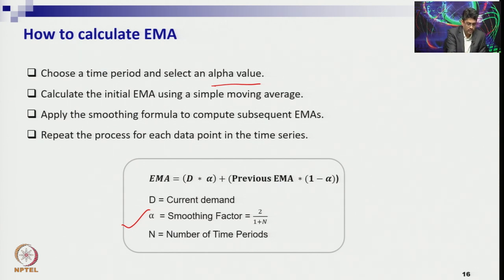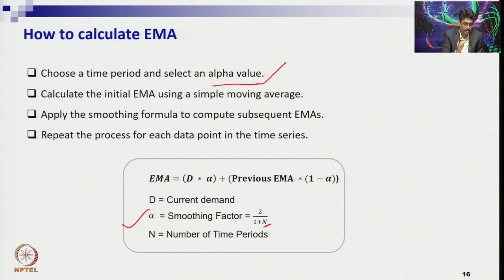I'll tell you in detail. First choose the time period that you want to select, say 4 periods, 7 periods or a 20-day moving average, depending on your data, the problem statement and the context of the study. Then select the alpha value. Accordingly you will get the alpha value automatically. If the number of periods is 7, then n becomes 7 here. If the number of periods is 20, then n becomes 20 here. This way you can calculate your smoothing constant for the immediate period.